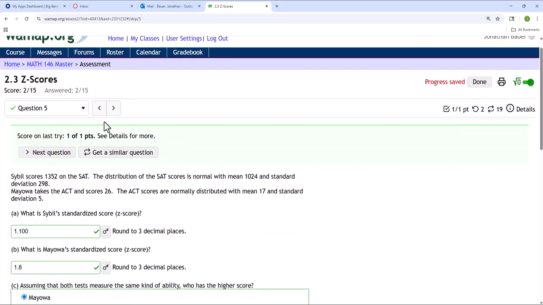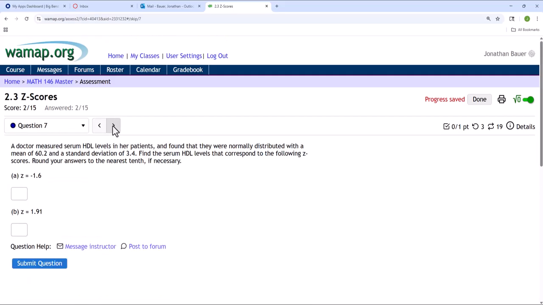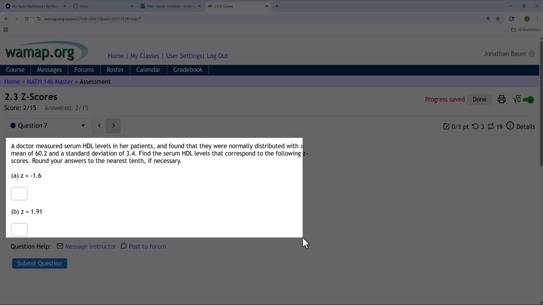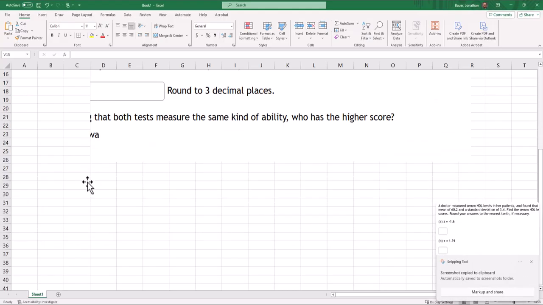Okay. Now if I jump on over, sometimes we have data points. Here's one where a doctor measured serum HDL levels in her patients and found that they were normally distributed with a mean of 60.2, a standard deviation of 3.4. Find the serum HDL levels corresponding to the z-scores. So now we're given z-scores, and we need to work to find those data points.